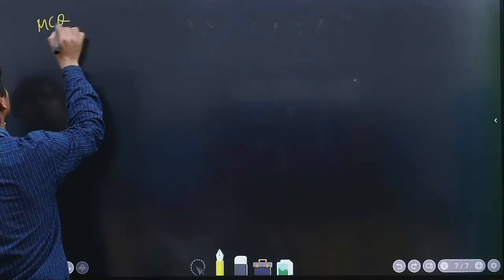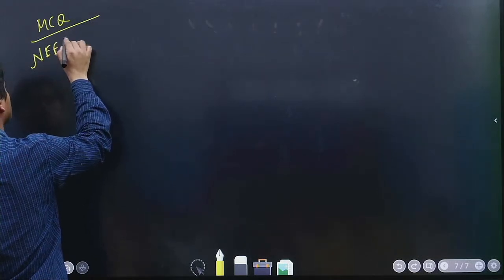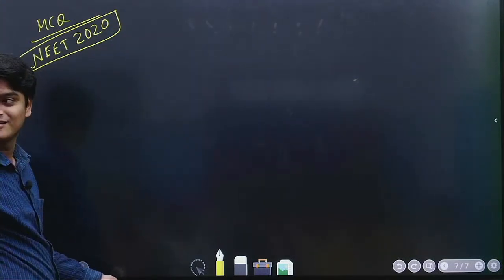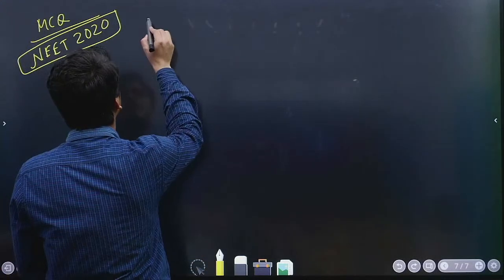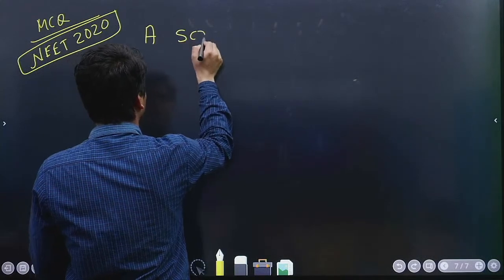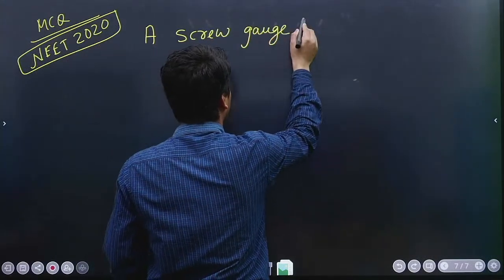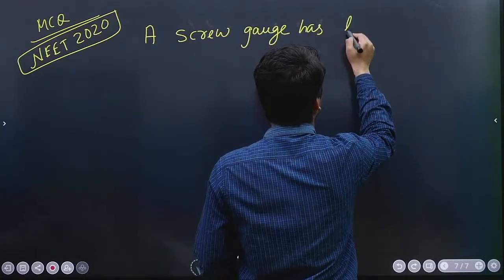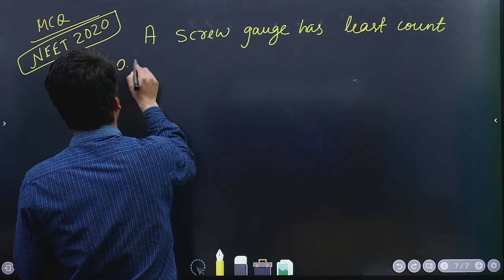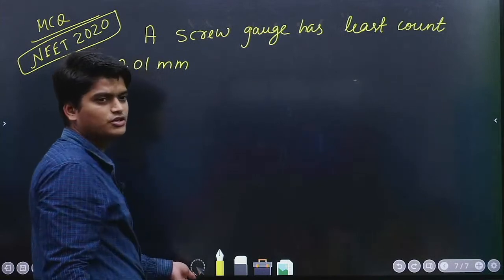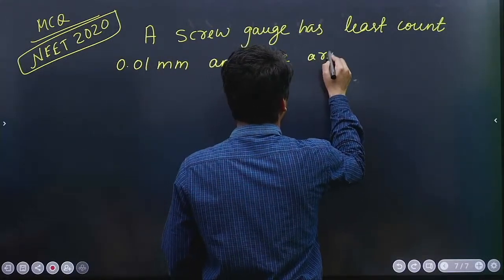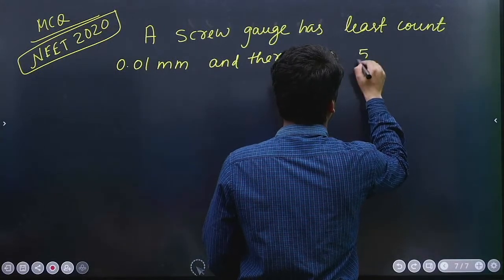Write one MCQ, NEET 2020. Now listen. Right here they are telling a screw gauge has least count how much? 0.01 millimeter. And there are 50 divisions.